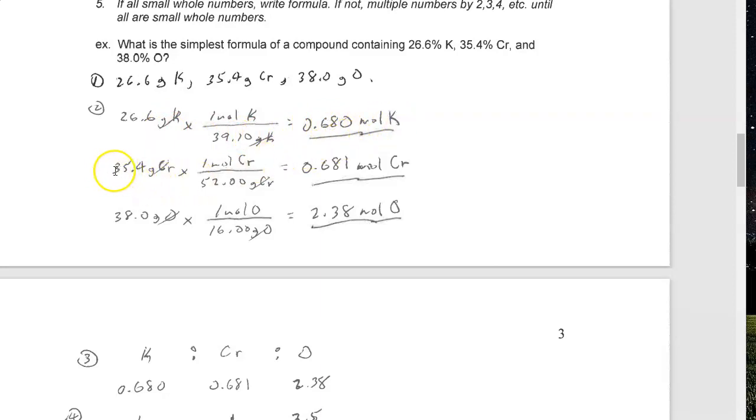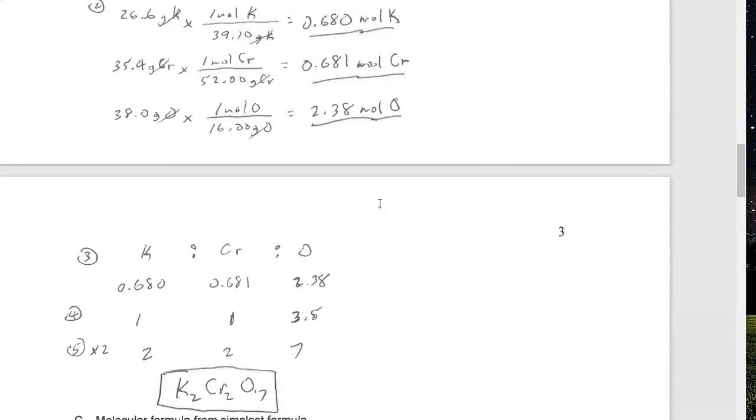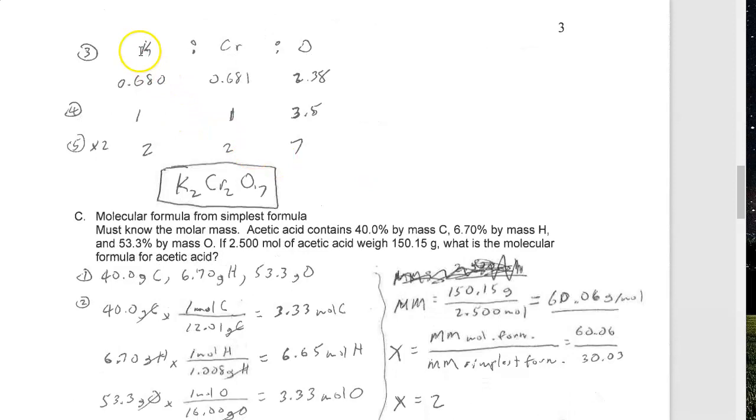All right. 35.4 times 1 divided by 52.00. 3 significant figures here, 4 here. 3 in my answer, 0.681 moles of chromium. 38.0 divided by 16.00, 3 here, 4 here, 2.38 moles of oxygen. All right? So, third step, we're going to take those numbers and we're going to put them in a little chart here. Okay, so here's potassium to chromium to oxygen. There's my numbers. All right, now what am I going to do?